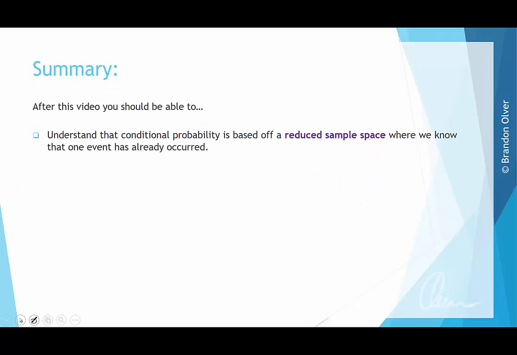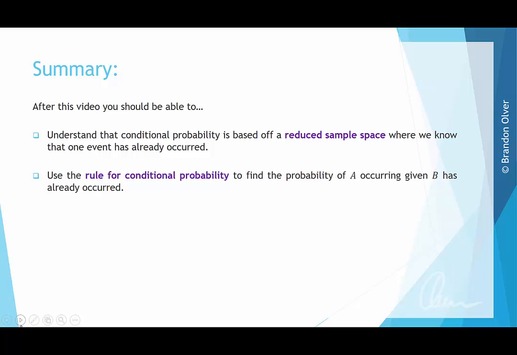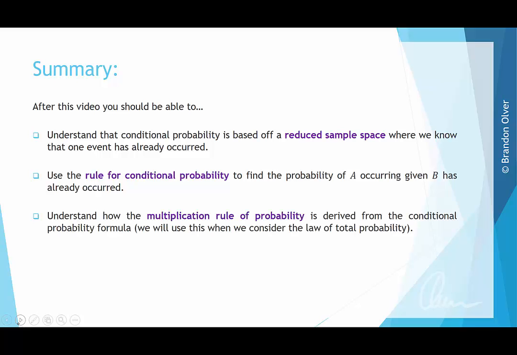After this video, you should be able to understand that conditional probability is based off a reduced sample space, where we know that one event has already taken place. You should be able to use the rule for conditional probability to find the probability of A occurring given B has already occurred. You should also understand how the multiplication rule for probability is derived from conditional probability, which we're going to see used when we look at the law of total probability in another video. And finally, you should be able to interpret the results involving conditional probability in terms of the sets that they represent.